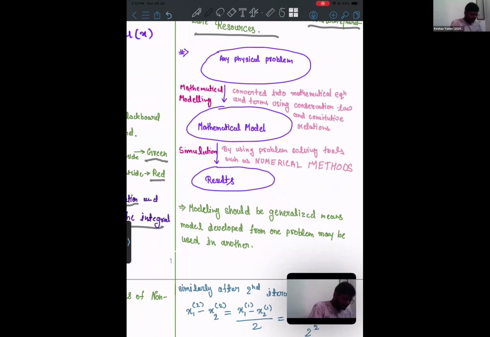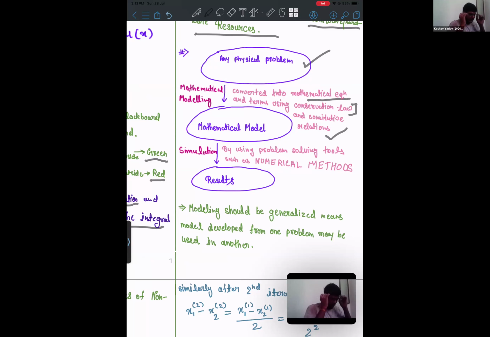Now there is a simple method to find a solution of any physical problem. Suppose you have any physical problem. So how can you find the solution of this physical problem? First, we convert this physical problem into a form of mathematical equation, by using the conservation laws and constitutive relations. This conversion of any physical problem to a mathematical equation is known as mathematical modeling. Okay. And the equation that comes, that is called the mathematical model.